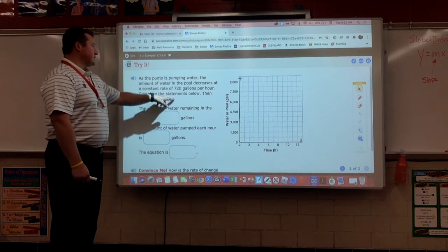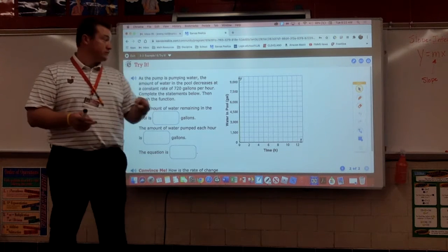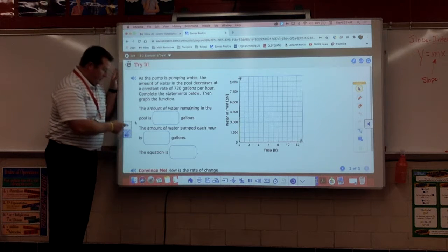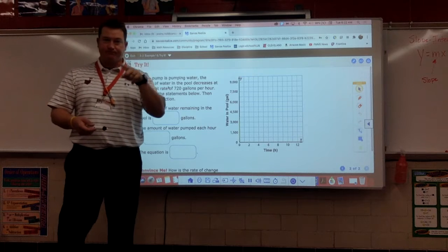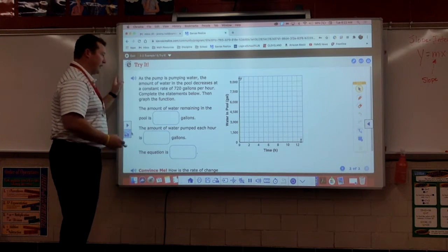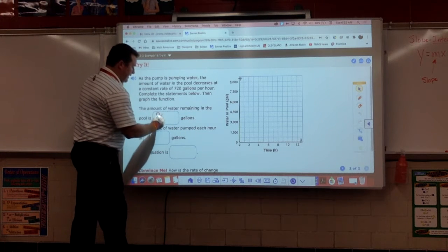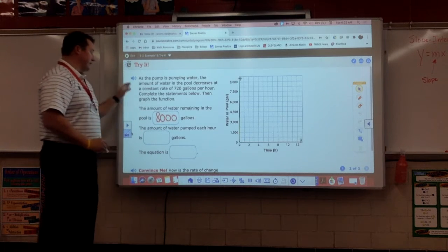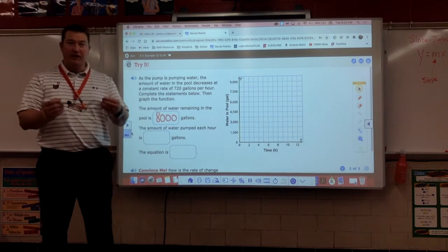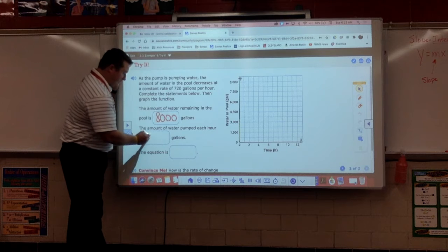Do we know how much water is in this pool, guys? Well, remember, it had 10,000 gallons in it, but how much was already out of it? 8,000 gallons, yes. Okay. So the amount of water remaining in the pool is 8,000 gallons. The amount of water pumped each hour, right? How much water were we pumping each hour? Is that going to change? No, we're still pumping 720 gallons, right?